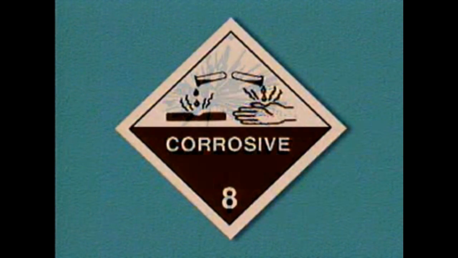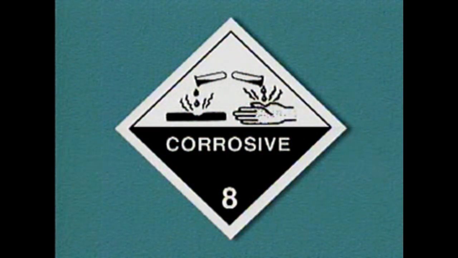The top of a DOT label is usually reserved for a universally recognized symbol, such as the explosion symbol on this label, or this symbol that identifies a material as corrosive.